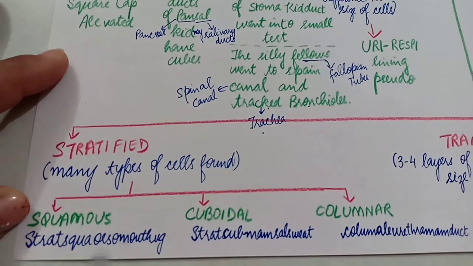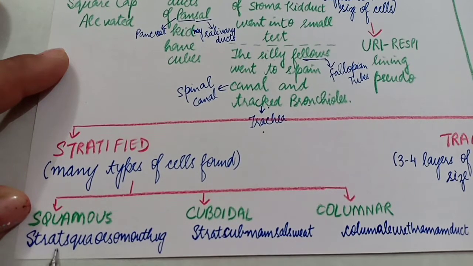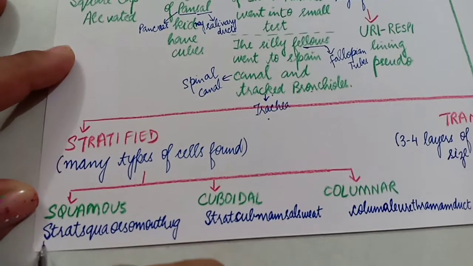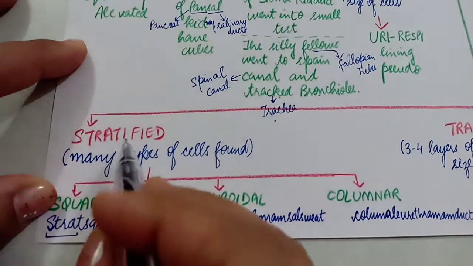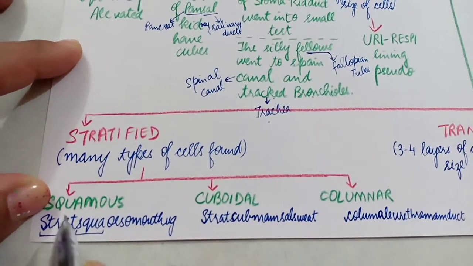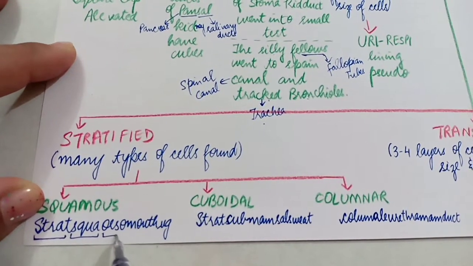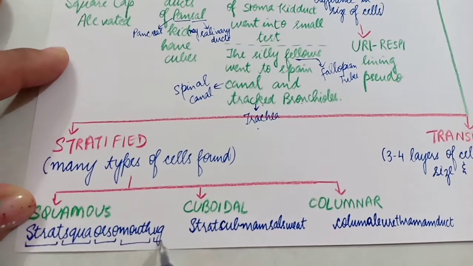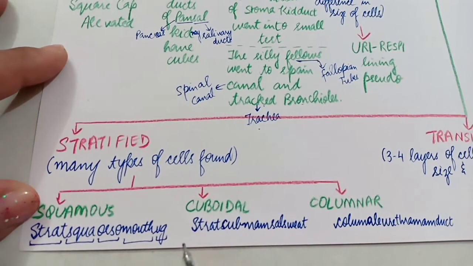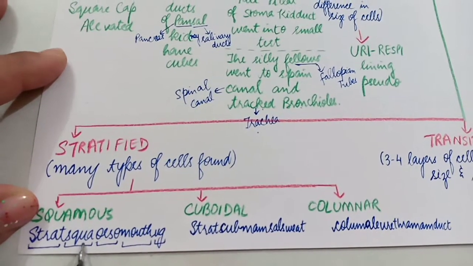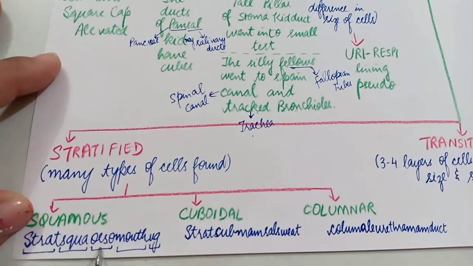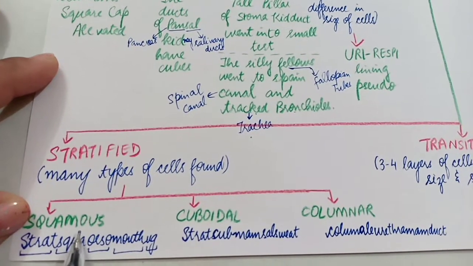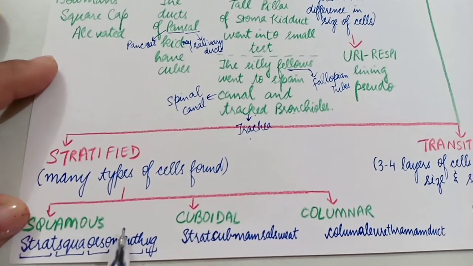Strat is for stratified, squa is for squamous, eso is for esophagus, mouth, and vag is for vagina. So stratified squamous epithelial tissue is found in esophagus, mouth, and vagina. Okay, its main function is to protect against abrasion.